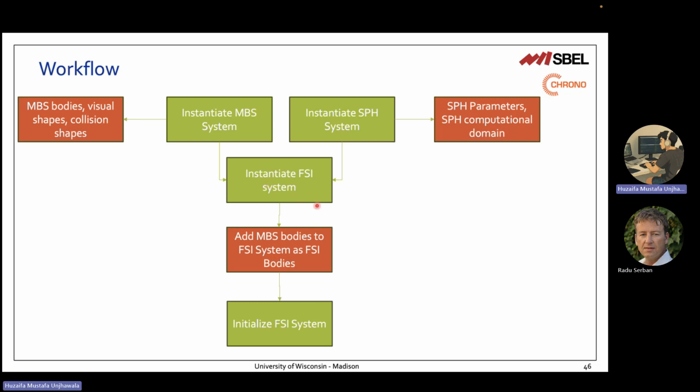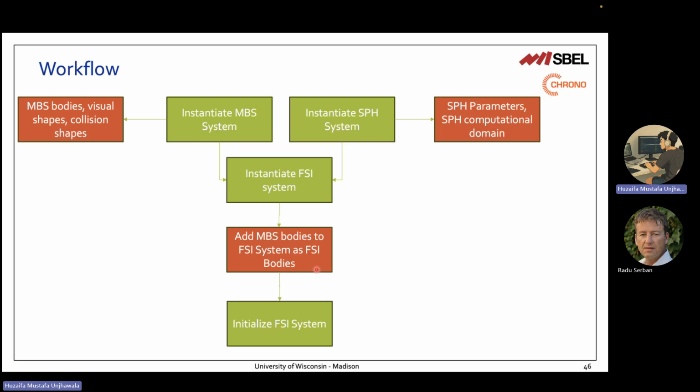One additional thing that you need to do for SPH goes back to those BCE marker things. You need to say to the FSI system, don't look at all the bodies from the MBS system, I don't care about all of them. I'm going to give you a set of bodies from the MBS system, place BCE markers on them, and let the fluid system know that these bodies exist. So that is what I mean by this orange block: add MBS's bodies to the FSI system as FSI bodies.